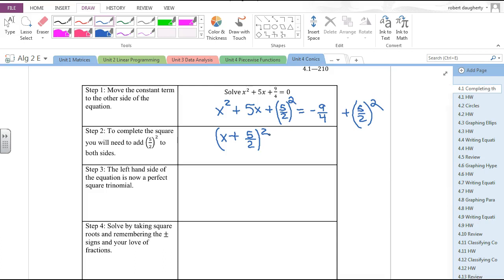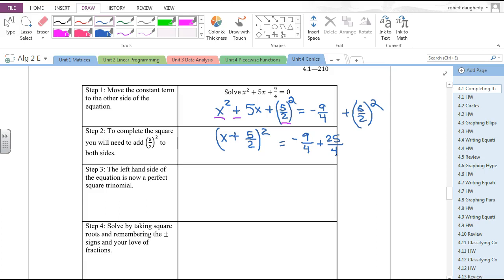Well, that's 5 halves. What happens when you add 5 halves and 5 halves? You get 5, okay? So we constructed this so that it would be a perfect square. So your answer is just x plus 5 halves squared. And all of that equals negative 9 over 4 plus 25 over 4.